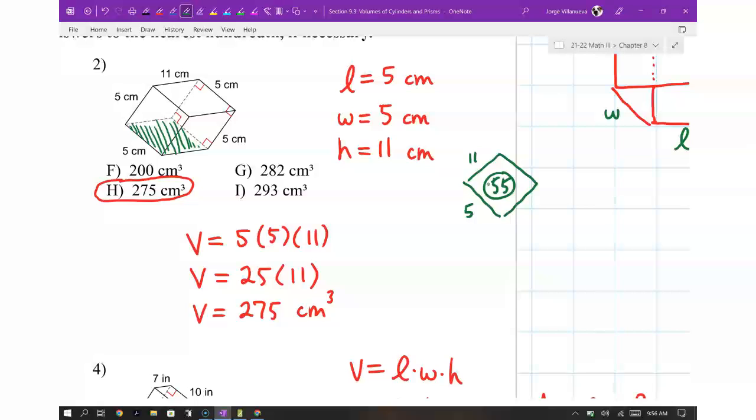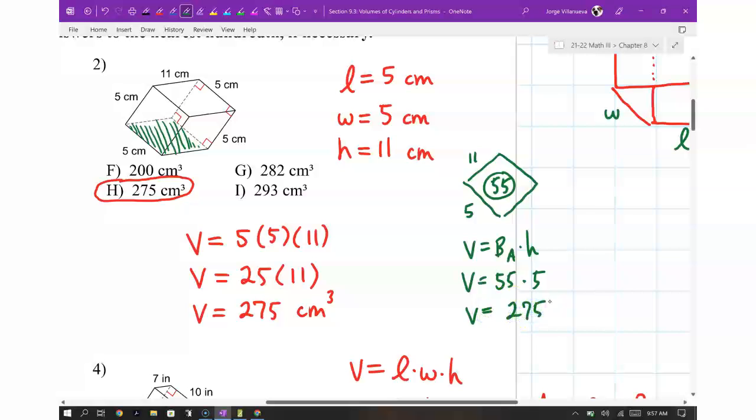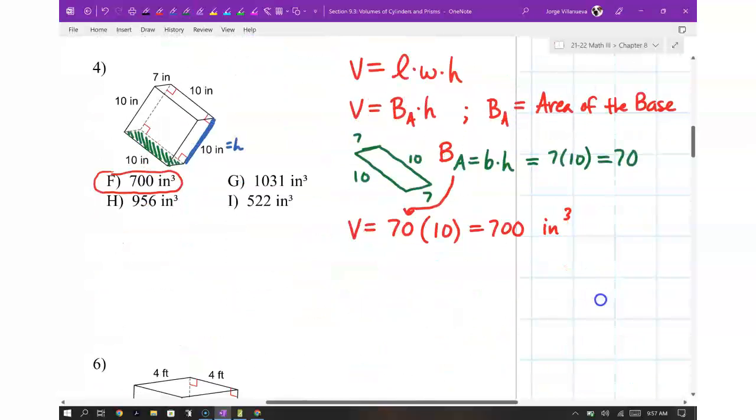What's my height? I'm sorry. Yeah. So what's my height for this? 5, right? So 55, if we do it the other way, base area times height, 55 times 5, that equals 275. Same answer. Okay? But I just got to think, okay, what's the base area and what's the height? What's the base area? What's the height? Okay? So you can either pick from your numbers that you're given and hopefully you pick the right ones, or you can think of it as a base area first times your height. So notice it works either way.